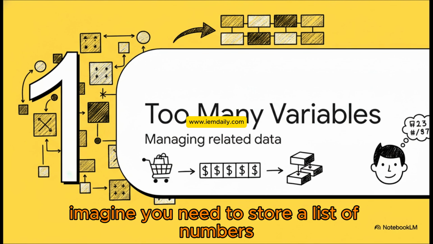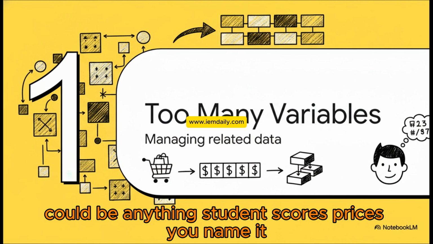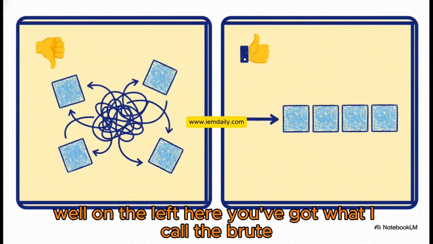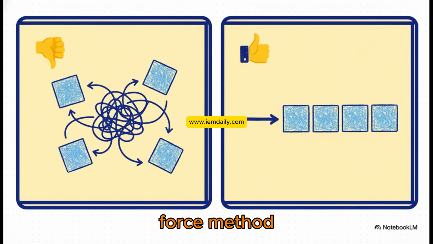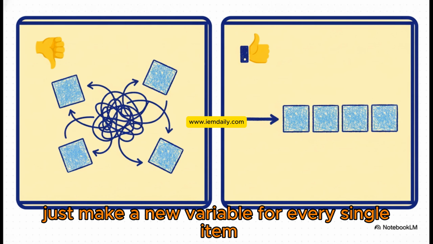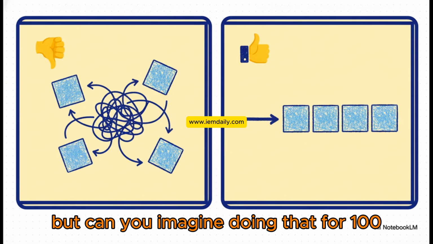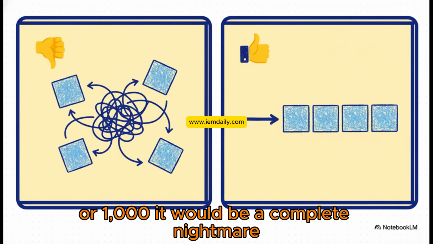Imagine you need to store a list of numbers. Could be anything. Student scores, prices, you name it. How would you even begin to do that in your code? Well, on the left here, you've got what I call the brute force method. Just make a new variable for every single item. I mean, sure, it might work for 4 numbers, but can you imagine doing that for 100 or 1,000? It would be a complete nightmare.